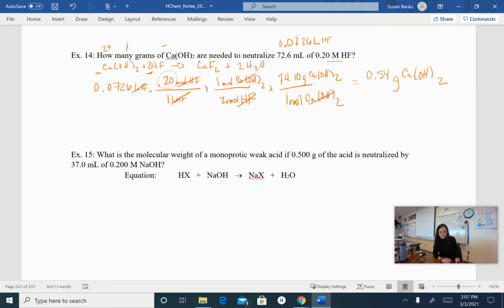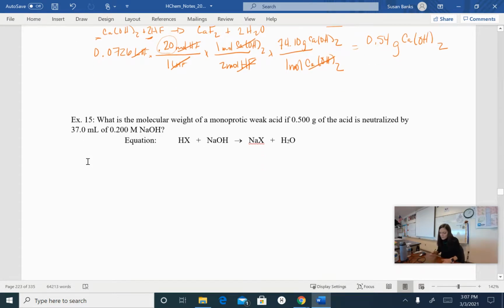Okay, so let's do our next example. What is the molecular weight of a monoprotic weak acid if 0.5 grams of that acid is neutralized by 37 mL of sodium hydroxide?